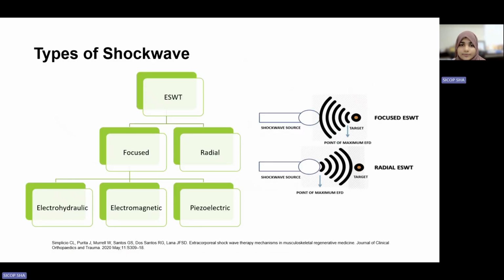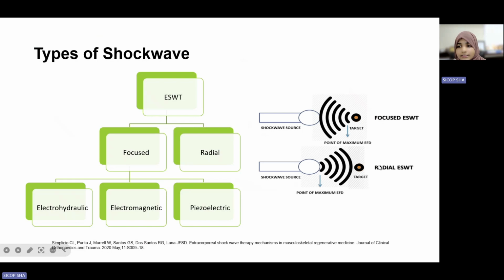Now we'll be seeing the types of extracorporeal shockwave. So basically there are two types of shockwave. First is focused shockwave and another is radial shockwave. In focused we have three further types: electrohydraulic, electromagnetic and piezoelectric shockwave. In this diagram we can see there is a shockwave source and then there is focused shockwave which is being produced, and this is the target tissue.